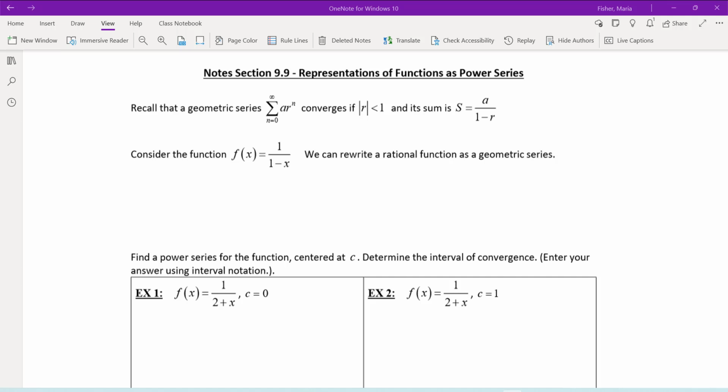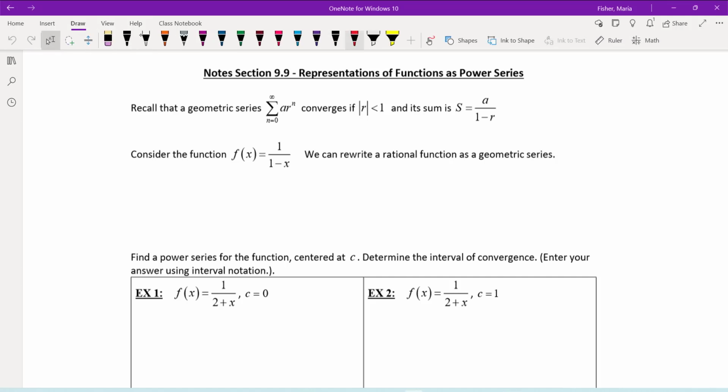Section 9.9 is representations of functions as power series. In the last section, we were given a power series and we were asked to figure out what the interval of convergence is. Now what we're going to do is look at converting functions into power series. The way that we're going to do that is using the sum formula for a geometric series.